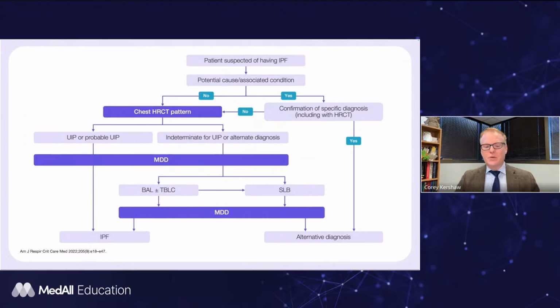After we've taken this history, this is a really nice algorithm that was published in 2022, the last diagnostic algorithm for IPF, that takes us through step by step how we make this diagnosis. After we have reviewed all the potential causes and the associated conditions that might cause the ILD, we then need to consider the high-resolution chest CT. It is, along with the history, one of the most important components of making the diagnosis, because combined with history, we can often arrive at a diagnosis without needing to do anything else. So let's talk about that a little further.